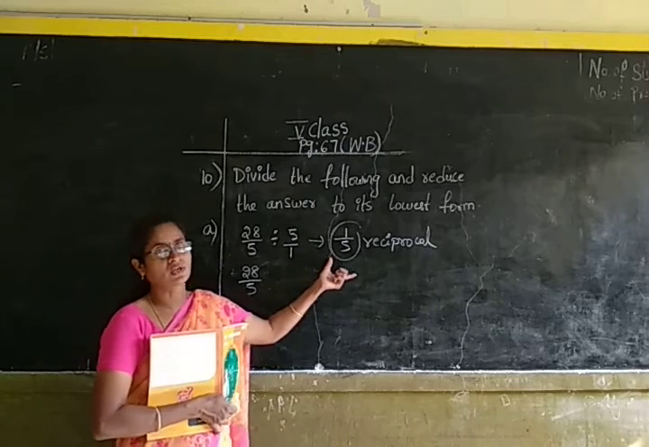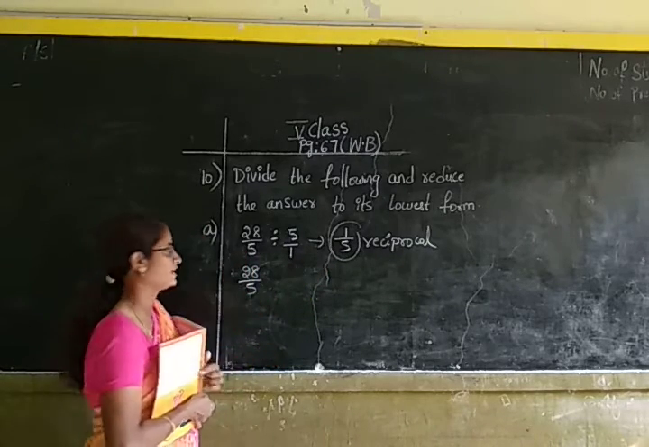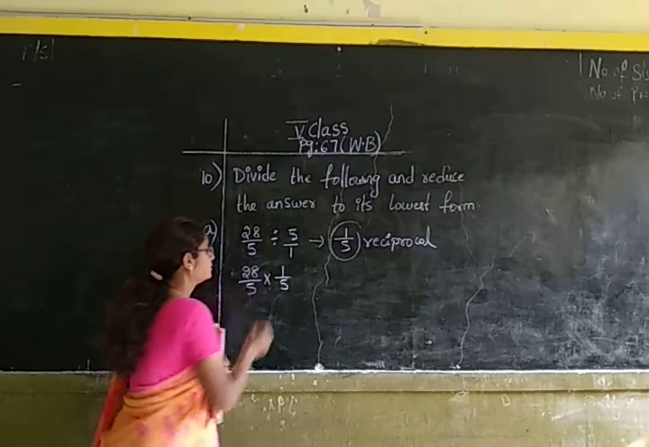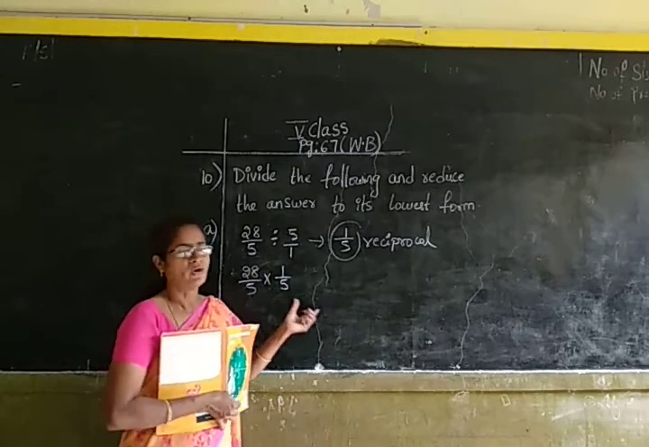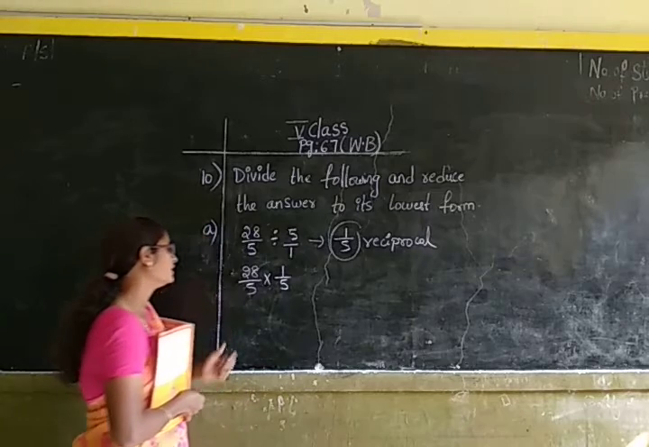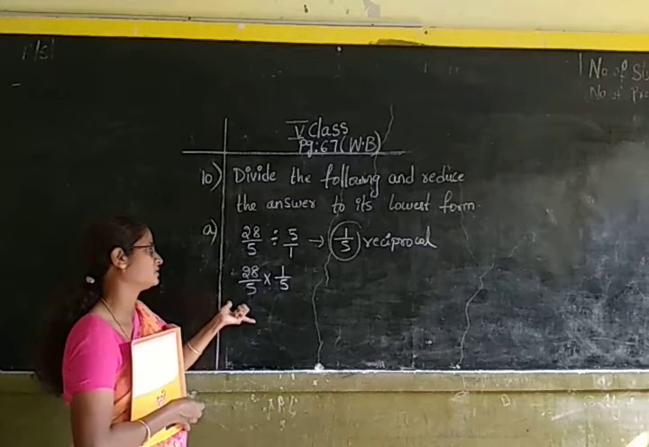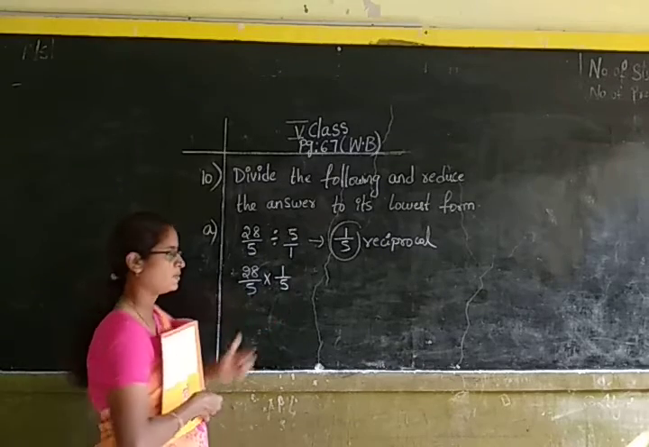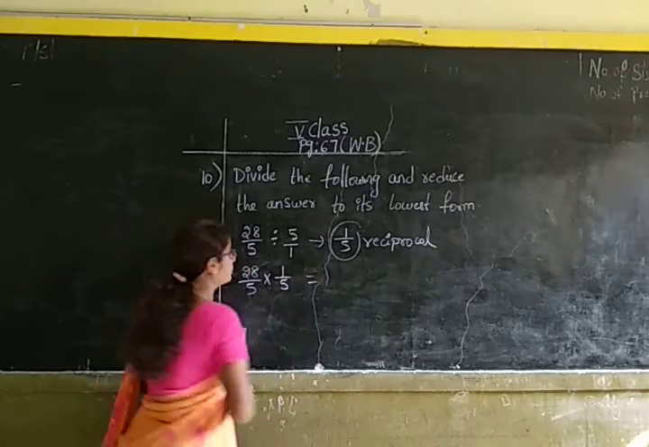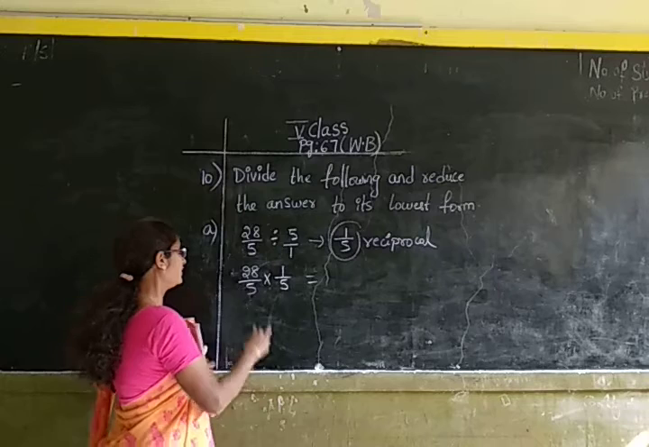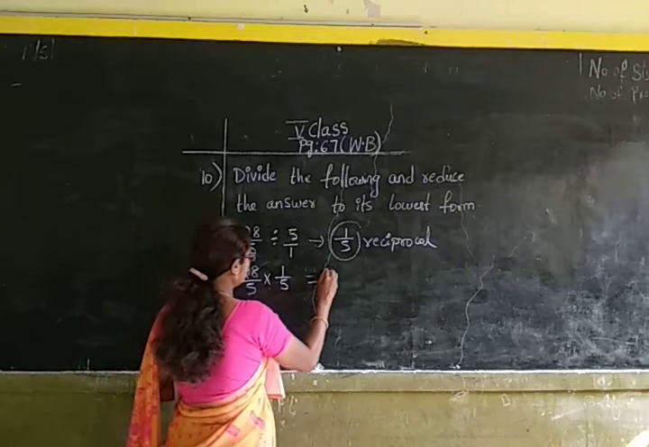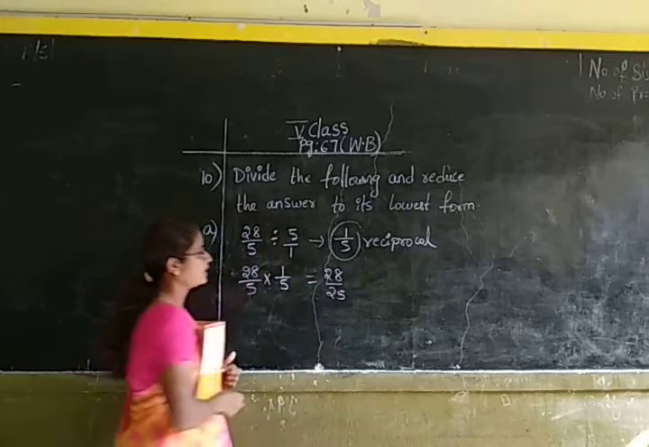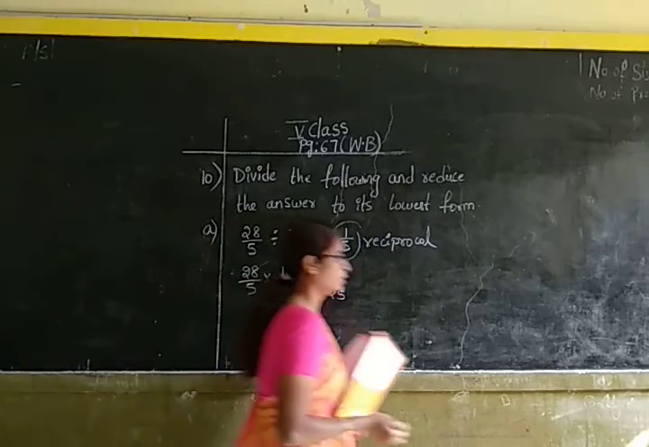After writing the reciprocal, we have to multiply it with the fraction. So 28 by 5 into 1 by 5. Okay children, here we can't reduce these fractions because they are co-prime numbers. So let us multiply the numerator with numerator and denominator with denominator. 28 ones are 28, 5 fives are 25. So the answer is 28 by 25.